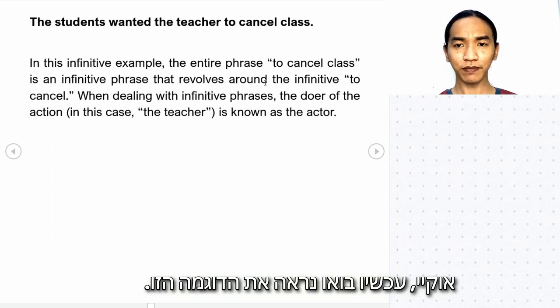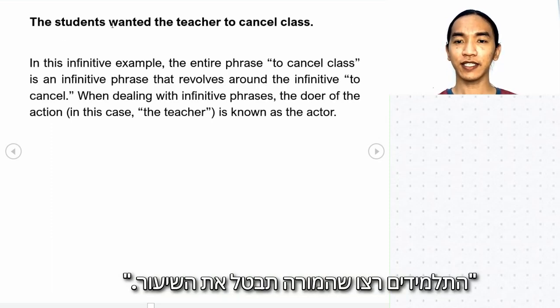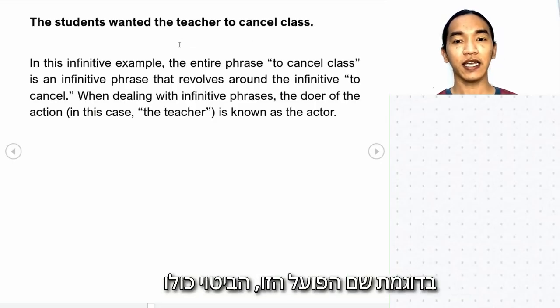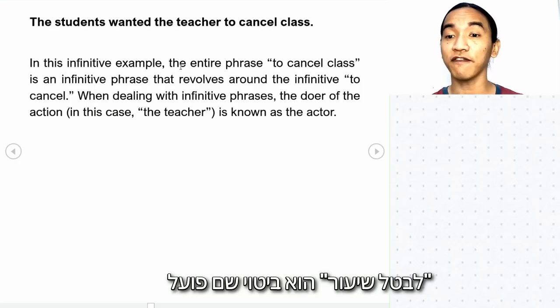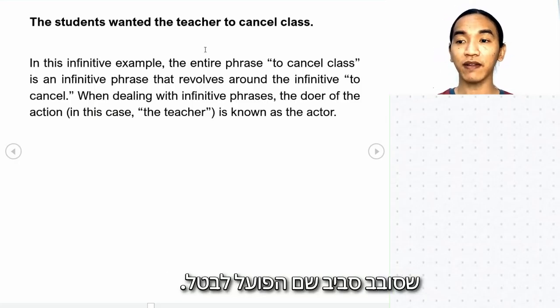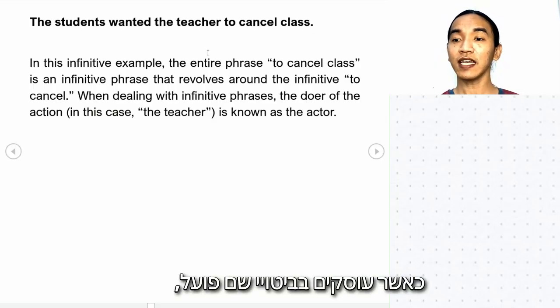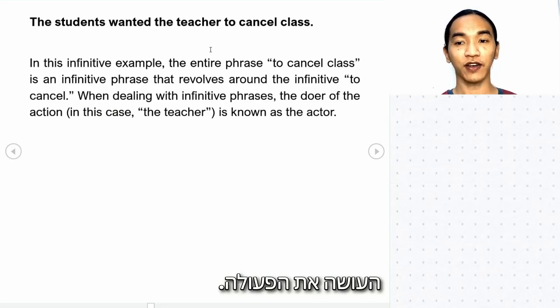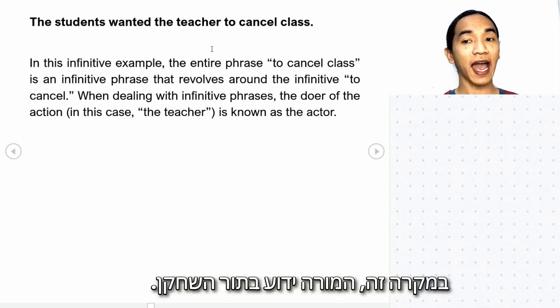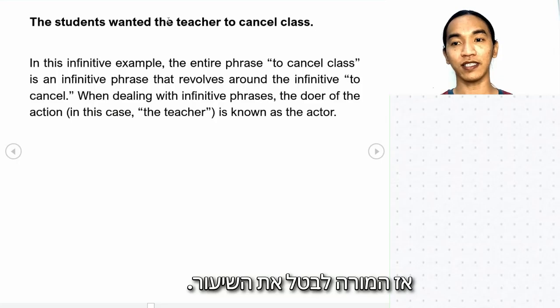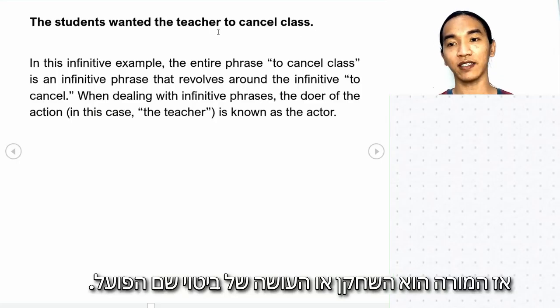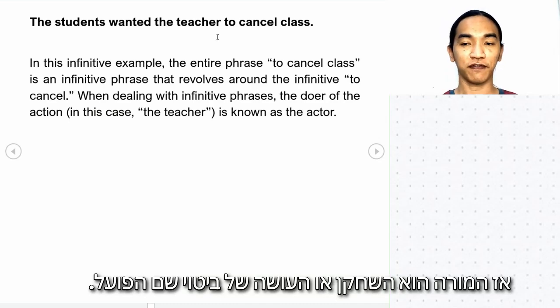Now, let's see this example. The students wanted the teacher to cancel class. In this infinitive example, the entire phrase to cancel class is an infinitive phrase that revolves around the infinitive to cancel. When dealing with infinitive phrases, the doer of the action, in this case the teacher, is known as the actor. So the teacher is the actor or the doer of the infinitive phrase.